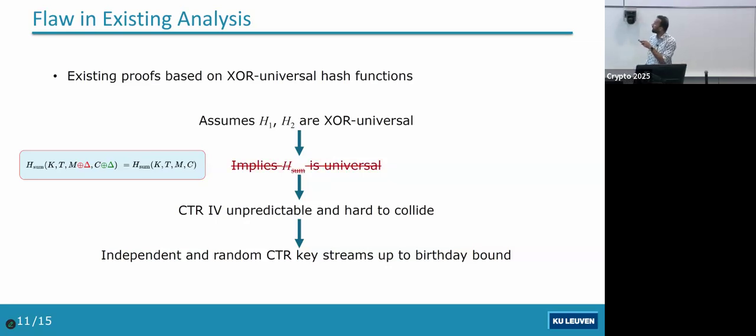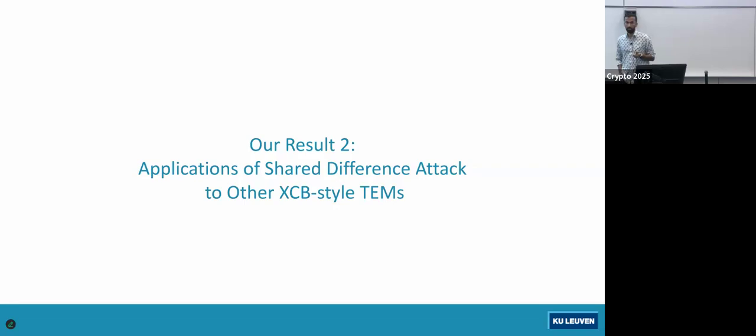So this is where the proofs are flawed: H1 and H2 being XOR universal does not imply that their sum is also universal, and H1 and H2 could have some relation that can be exploited in the sum. So this is where the proofs are flawed. And now I'll also talk about the applications of the attack on other XCB schemes.